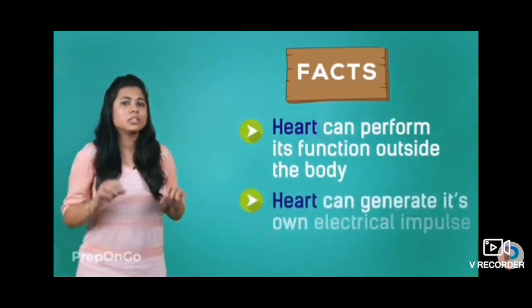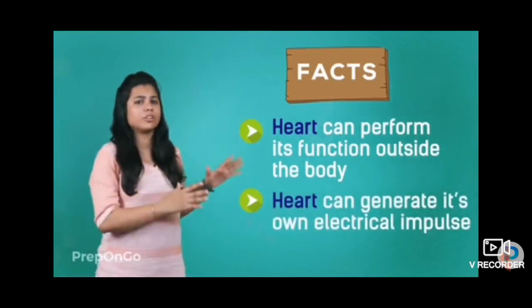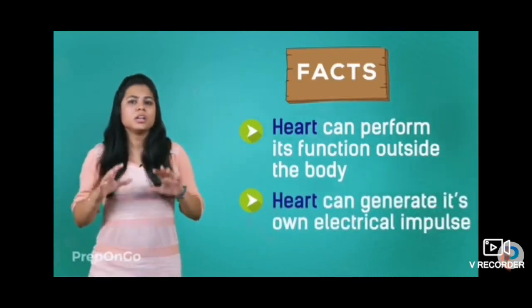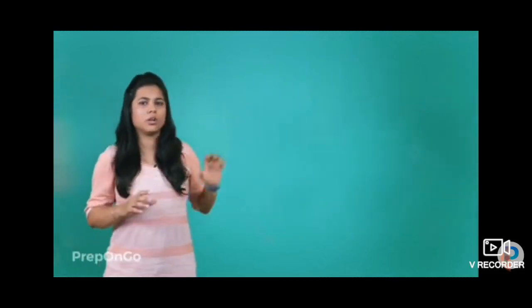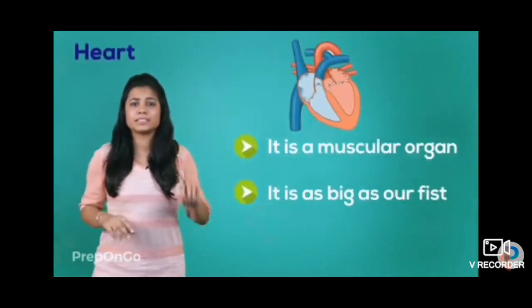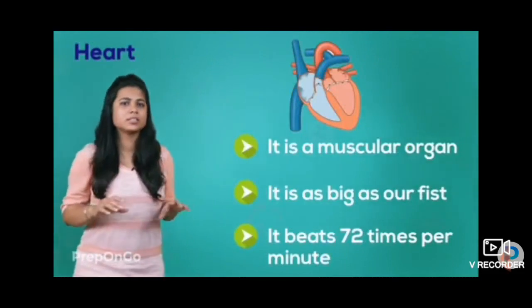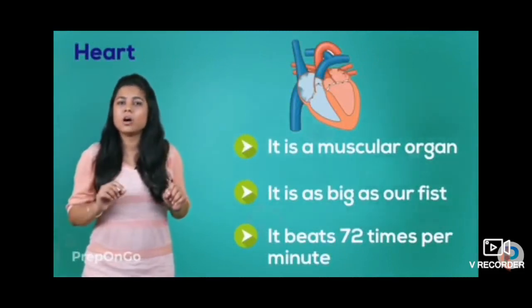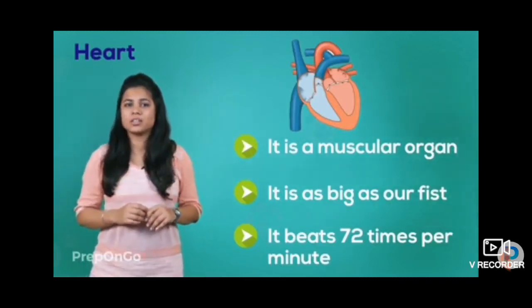Also, the heart can generate its own electrical impulses, which cause it to beat. Now, the heart is a muscular organ. It is as big as a fist. It beats 72 times per minute. The bigger bodies have slower heart rates.